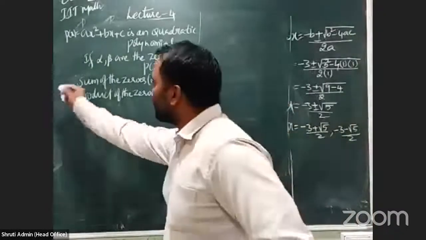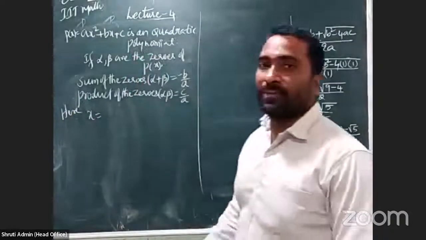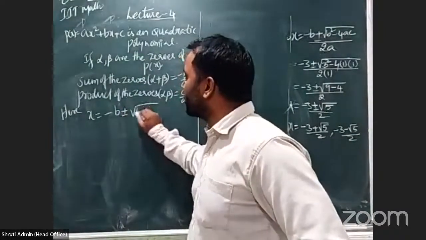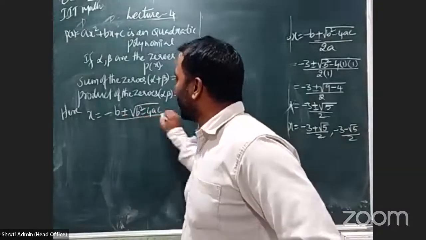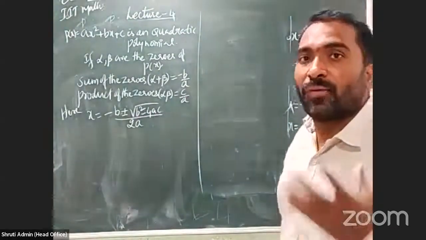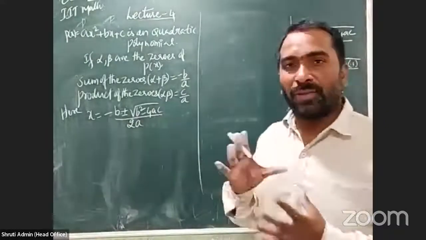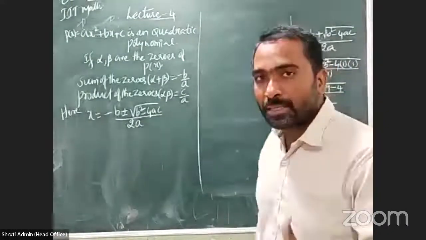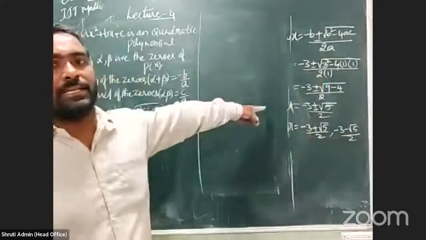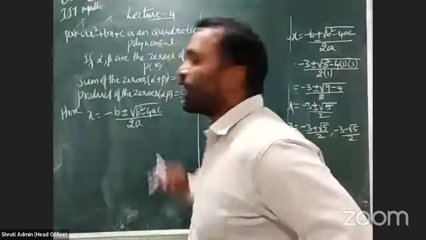So further, what am I doing? See here, x is equal to, what is the formula I have taken? Minus b plus or minus root b square minus 4ac by 2a, I said. To find the zeros, the factors method is very easy, but when zeros are not possible in terms of factors, we have to use this formula to find the zeros, as I said. I explained one example also. So using this formula, I will find out.